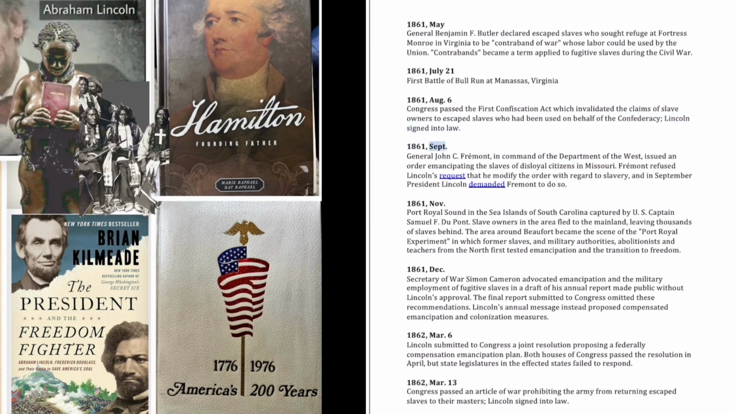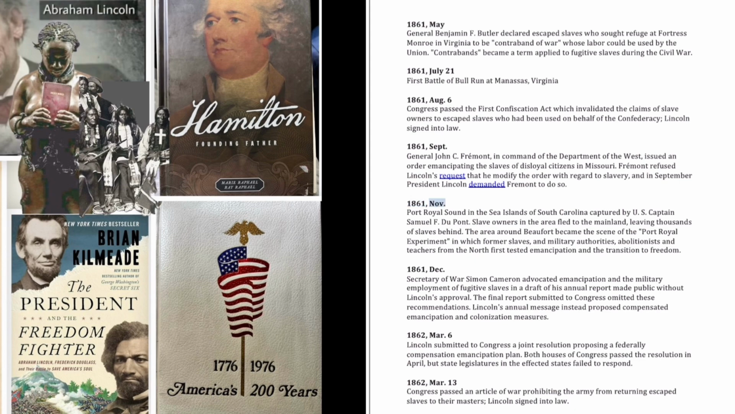1861, September. General John C. Fremont, in command of the Department of the West, issued an order emancipating the slaves of disloyal citizens in Missouri. Fremont refused Lincoln's request that he modify the order with regard to slavery, and in September President Lincoln demanded Fremont to do so.